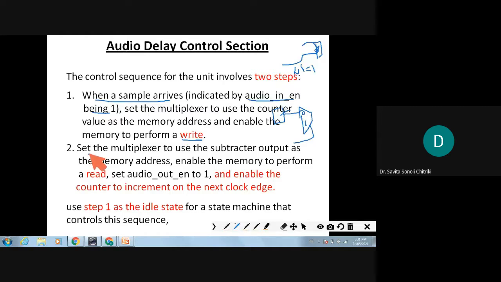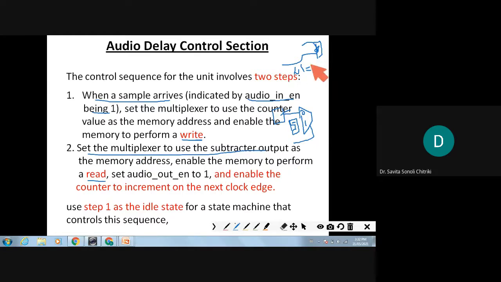Then next, set the multiplexer to use the subtractor, because here one subtractor will come. There is one subtractor, an arithmetic logic unit, here. So the multiplexer will use the subtractor output as the memory address. Enable the memory to perform the read operation.